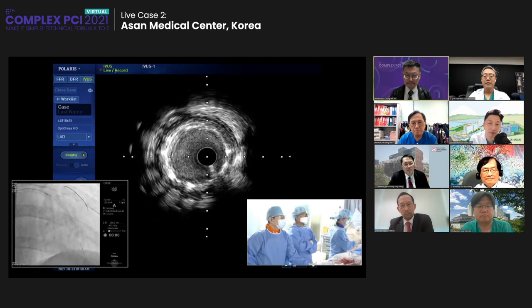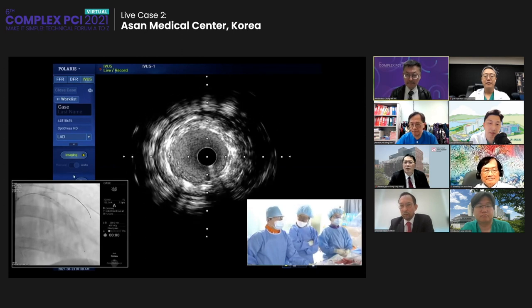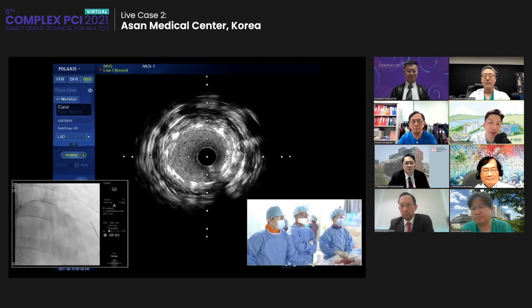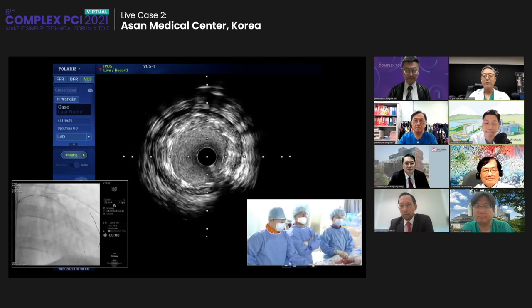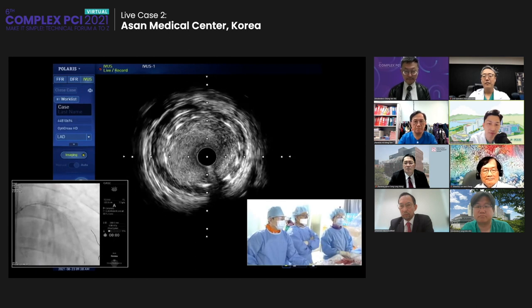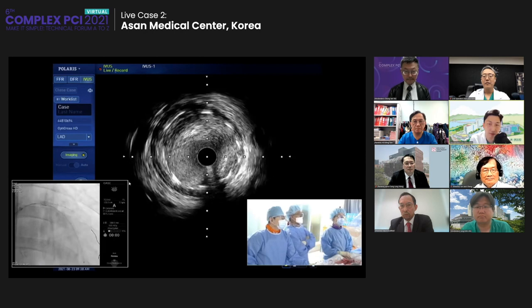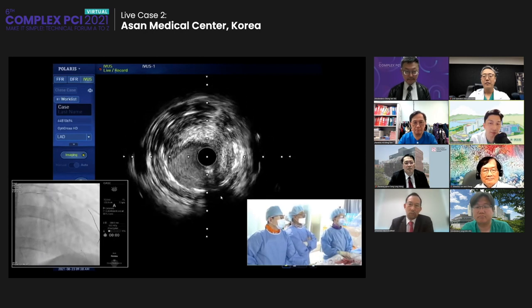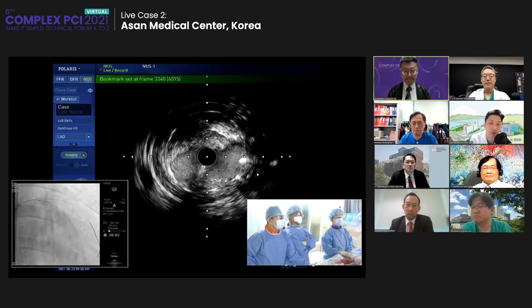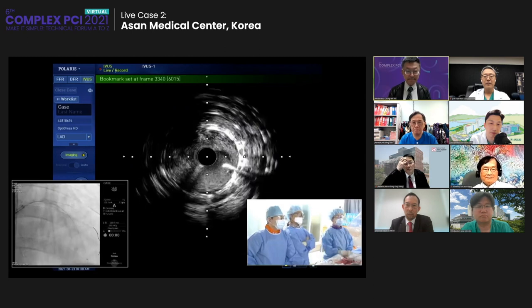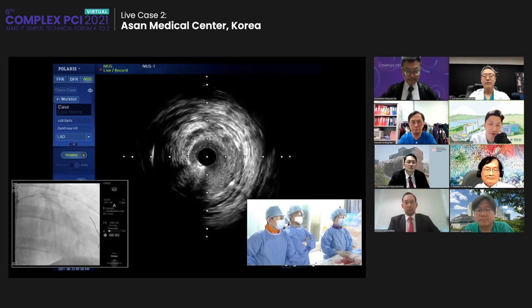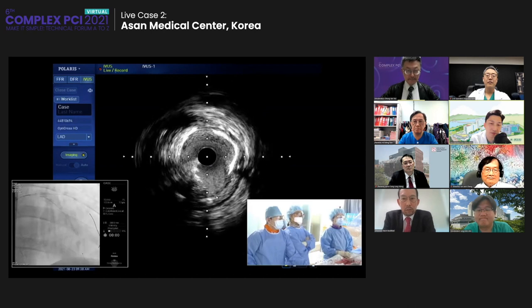Adenosine, verapamil. This is the previous stent, 3.0. Basically, this part of the LAD is an occluded vessel and still not fully dilated, I think. This is the proximal LAD, and you can see the circumflex came in. There was some carina protruding a little bit into the left main, and very diffuse disease in the full LAD.